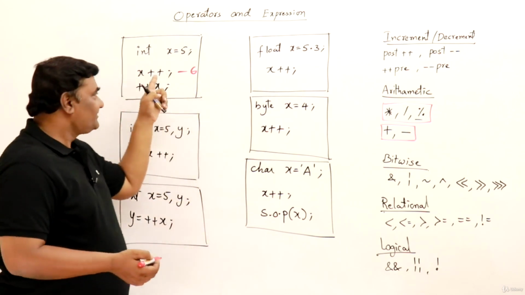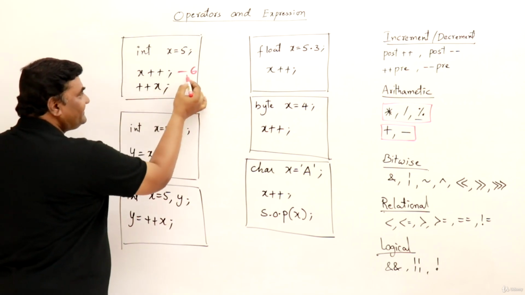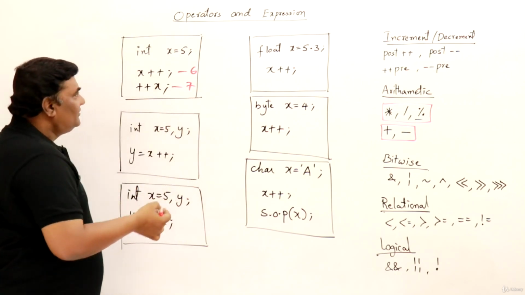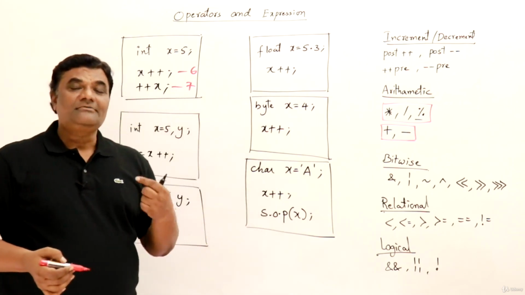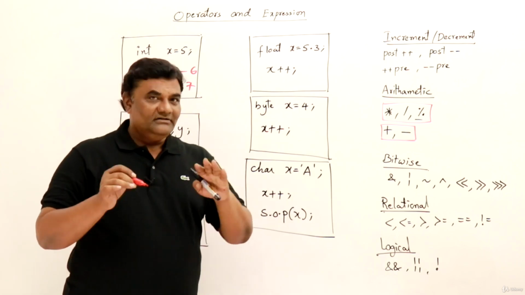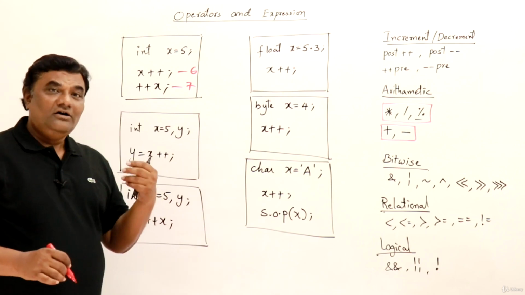So that is post increment. This is pre increment. If x's value is right now 6, then plus plus x means it will become 7. So both are working in the same way. Whether it is pre increment or post increment, both are meant for increasing the value of a variable by 1. This is the common thing. Then what is the difference? Why do we have two different operators?